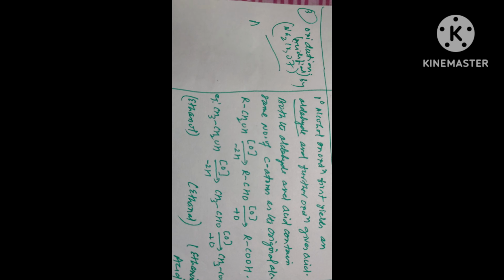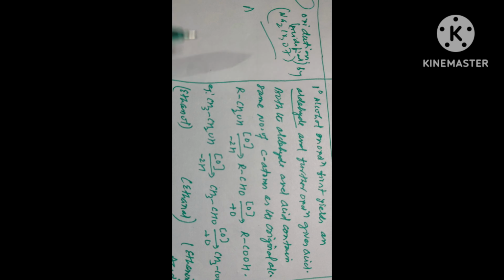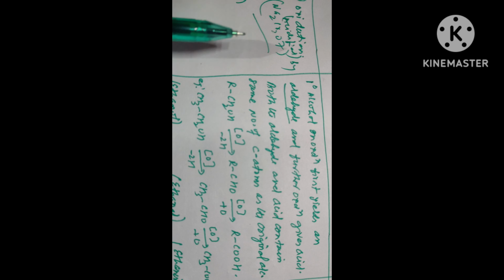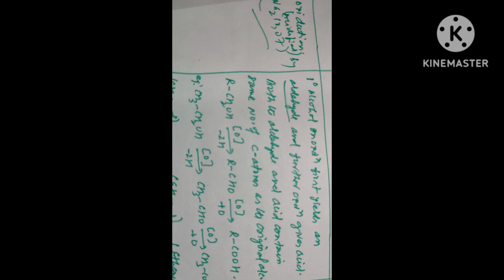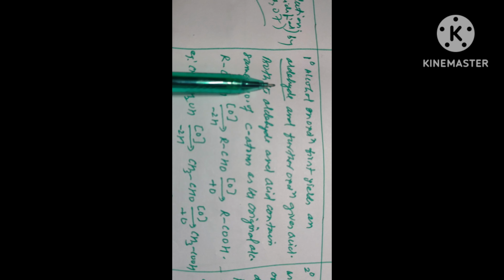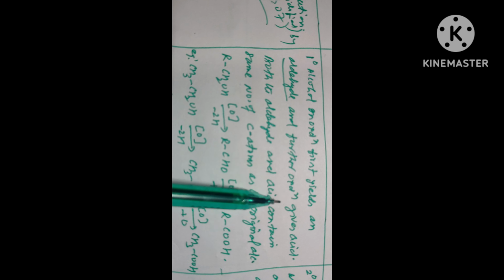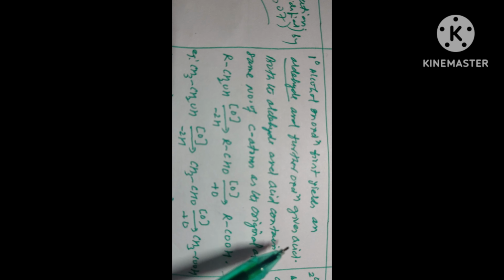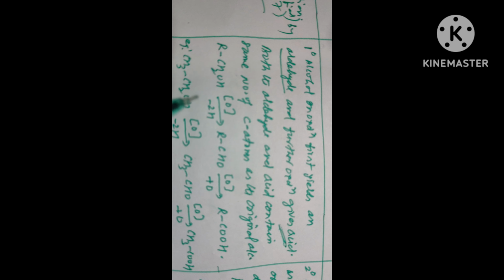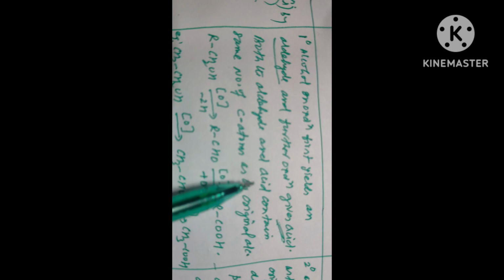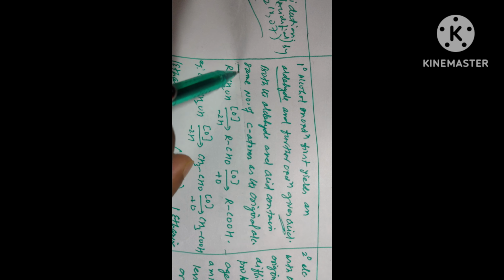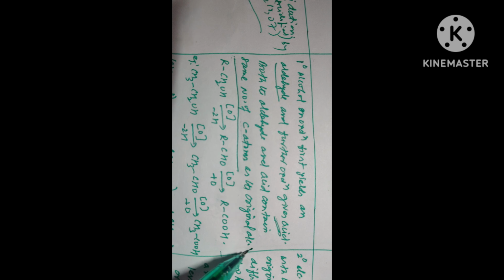Now, ready? The second test is oxidation. In presence of acidified Na2Cr2O7, 1 degree alcohol on oxidation first yields an aldehyde. Remember, aldehyde, and further oxidation gives acid. The main thing is that both the aldehyde and the acid contain the same number of carbon as the original alcohol. Remember this.